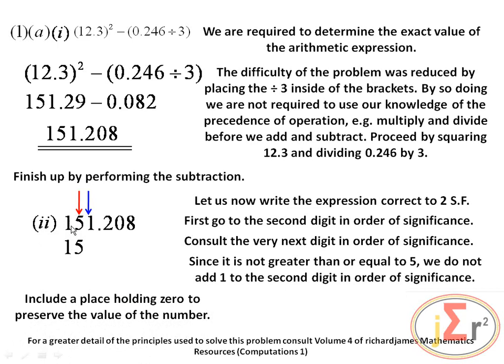Now we have 151 and right here we have 15. There is no way 151 can be represented as 15 or should be represented as 15. Writing a number correct to a particular number of significant figures is an approximation. Therefore, our answer should be approximately equal to 151.208. In order that the value of the number is preserved, we are going to include place holding zeros.